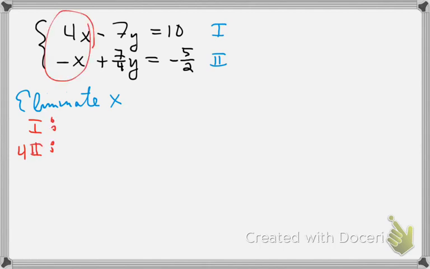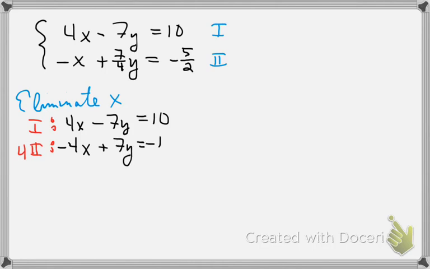Do you guys see? If I'm lining up my x's, what's the common multiple? 4. So I don't have to do anything to the first one. And the second one I have to do times 4. Are the signs what I want them to be? Yeah, one plus, one minus. So this is going to be good. If I take the first one as is, that's 4x minus 7y equals 10. If I do 4 times the second one, that's negative 4x plus 7y, and that's going to equal negative 10. But they're all opposite. So what happens? They don't cancel.